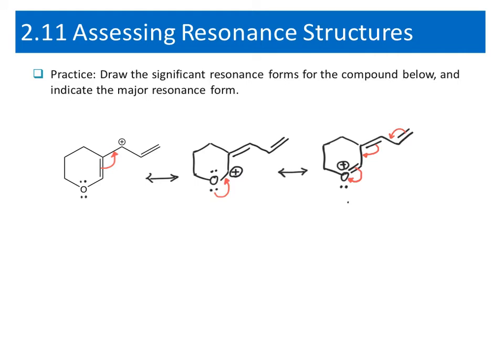So that gives me, I made a new double bond here. This one is single, this one becomes double bond, and then I'm going to have positive charge on this carbon. All right, so there are 4 resonance structures for this compound here.